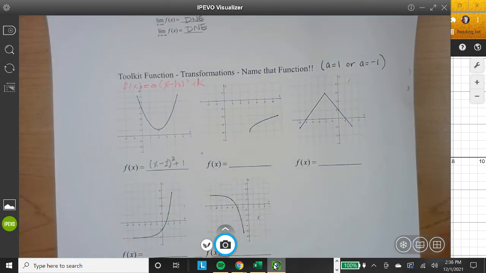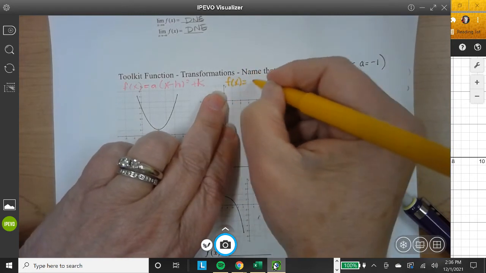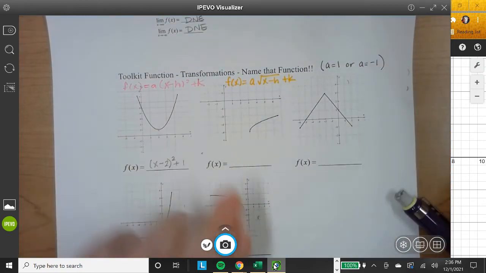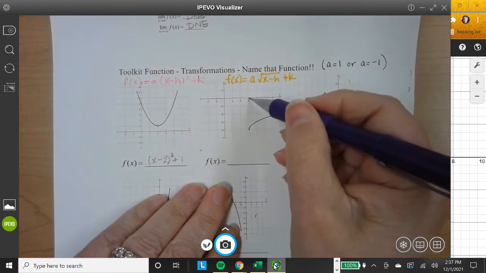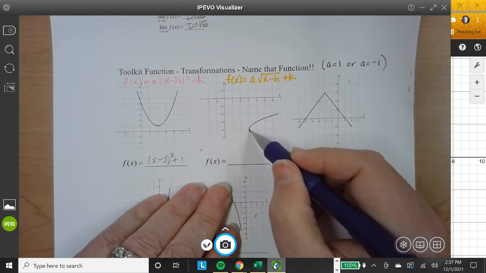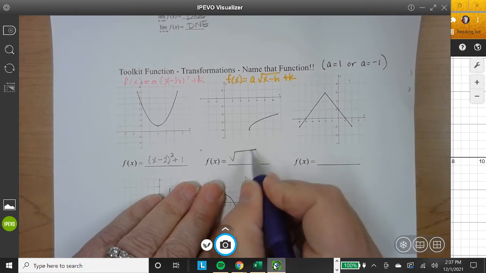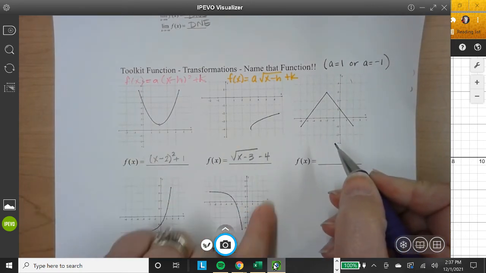This is the square root function, and f of x generically for this one is going to be a root x minus h plus k. Yeah, the yellow is working much better. Okay, so this one is shifted to the right by 3 and down 4. So this one's going to be f of x equals the square root of x minus 3, minus 4, shifted to the right and down.